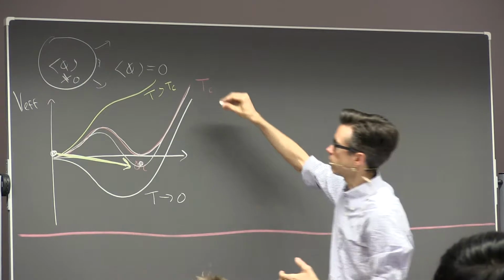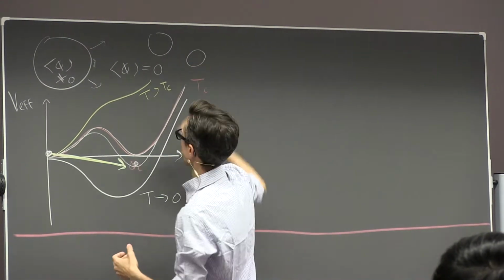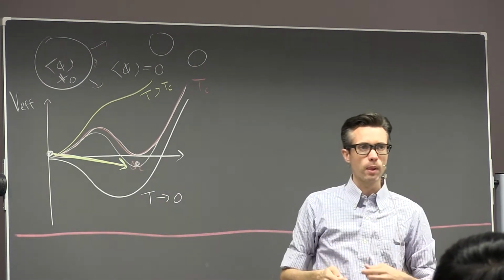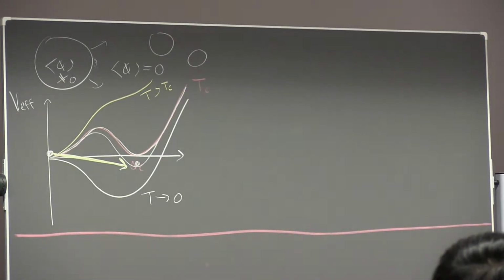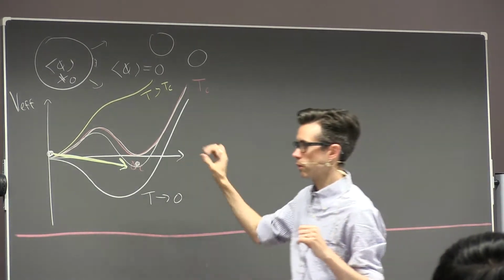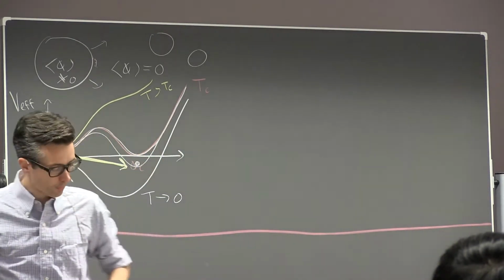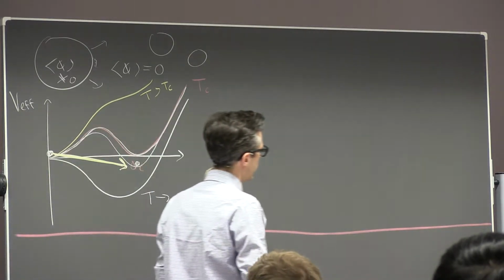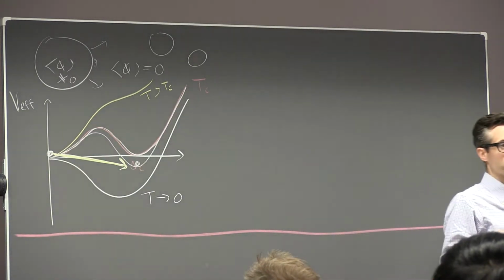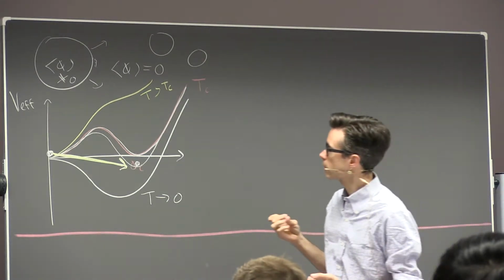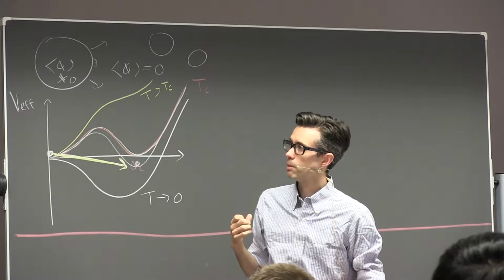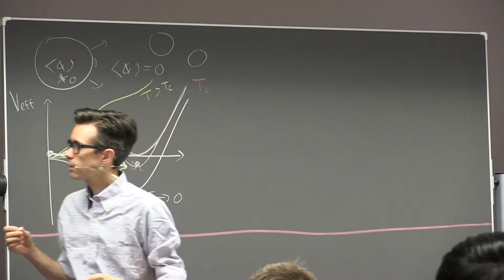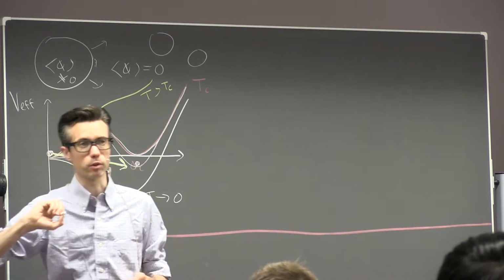And eventually, with enough bubbles and enough expansion, everything comes together. And at the end of the day, I end up filling the whole universe with a broken phase. So this is a first-order electroweak phase transition, and because it's first-order, I get these bubbles. The bubbles are a necessary ingredient for electroweak baryogenesis, and to see how bubbles come about, we're going to see that this term plays a very important role.